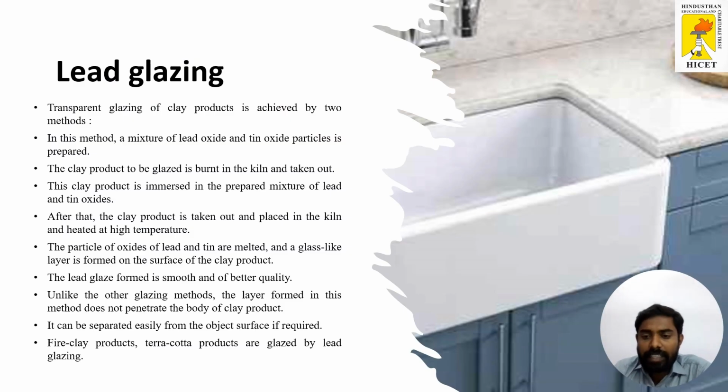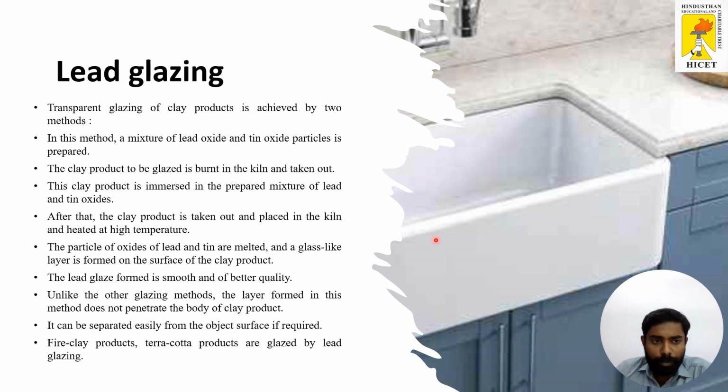Lead glazing. Lead glazing is achieved by two processes. In this method, a mixture of lead oxide and tin oxide particles is prepared, and the clay product to be glazed is burnt in a kiln and taken out. The clay product is immersed in the prepared mixture of lead and tin oxides, and after that the clay product is taken out, placed in a kiln and heated at a high temperature, and thus it forms the proper glazing, looking like this. And this is a wash basin, and the outer body is made of a normal clay product and the outer surface has been glazed.